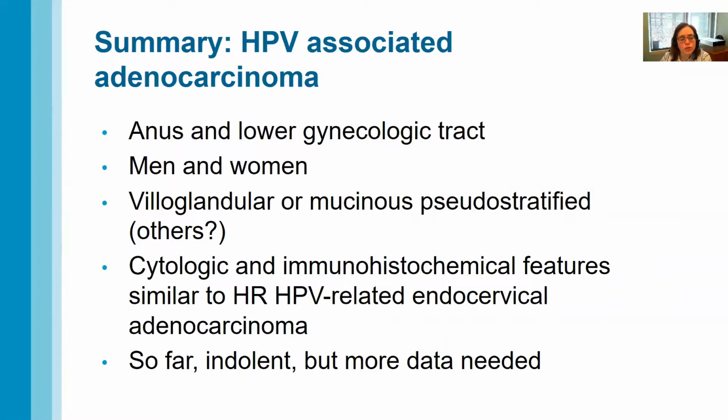Now, in summary, HPV-associated adenocarcinoma, as we mentioned, can affect the anus and also the lower gynecologic tract. It can affect both men and women, and it could have a villoglandular or mucinous pseudostratified morphology, but I want to bet everything I have that there are other morphologies that we are going to start seeing and identifying as we're on to these glandular HPV-driven lesions. Remember that the cytologic and immunohistochemical features are similar to high-risk HPV-related endocervical adenocarcinoma. So if you have a tumor in the anus that just looks funny, it looks strange, reminds me a little bit of cervical adenocarcinoma, let's think about a primary anal adenocarcinoma driven by HPV, of course, provided that the patient doesn't have a history of a gynecologic malignancy.